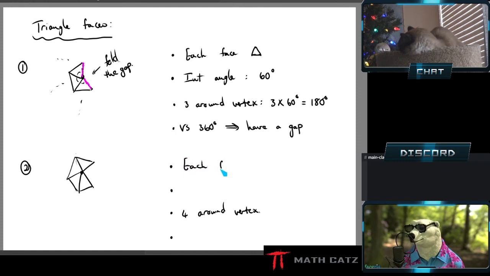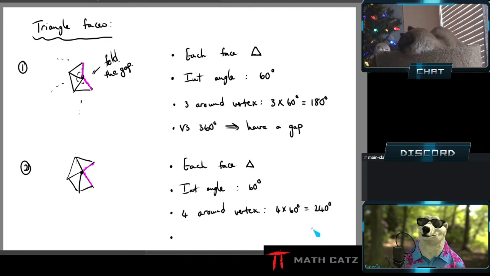Each face is still going to be a triangle, but I can't rely on this sketch. I want to see, is there actually a gap? I want to fold and essentially glue these edges together. Can I even do that? Well, I have to check the numbers. The interior angle is still 60 degrees because I still am working with an equilateral triangle face. When I now try 4 of them together and I lay them flat in the net, 4 times 60 degrees is 240 degrees.